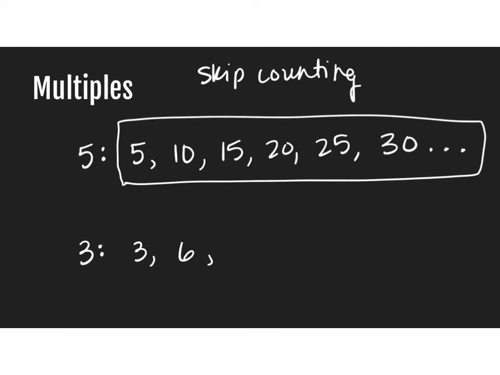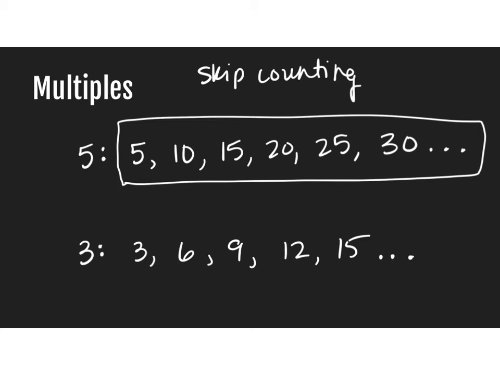So let's take a look at multiples of 3. 3, 6, 9, 12, 15. Again, on and on forever. These would never ever stop. And I can divide all of these numbers by 3 and get a nice answer that has no remainder. So 3 divided by 3 is 1, 6 divided by 3 is 2, 9 divided by 3 is 3, and so on.